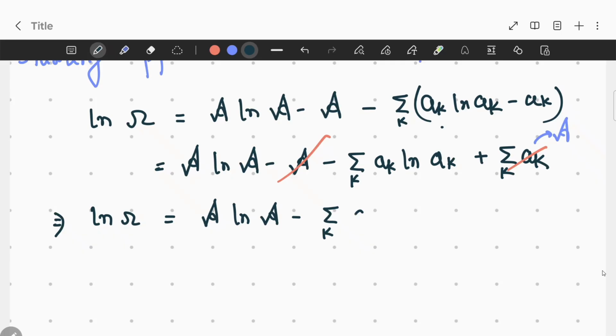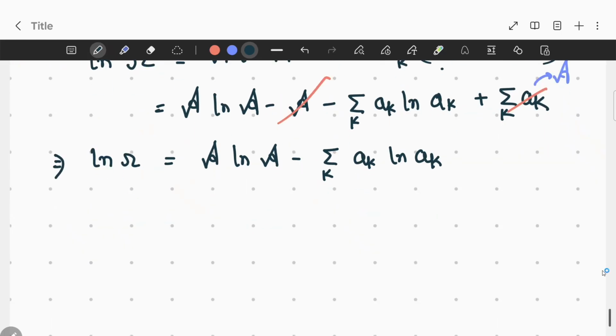Till now we are not maximizing. We are just simplifying the expression for the omega. Now, instead of maximizing omega, we will maximize ln omega. The same thing, nothing will change.